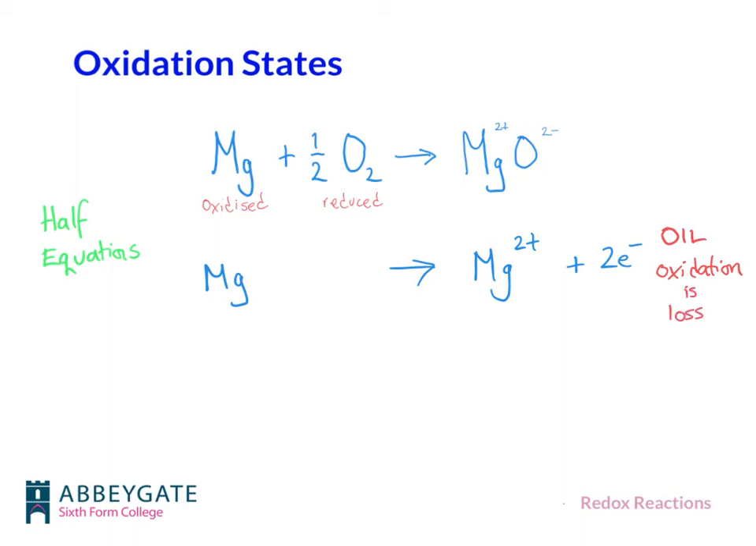Okay, if we look at the half equation for the oxygen, so we've got our half O2, and it's turning into O2-, the oxide ion. So to go from being a half O2 to being the oxide ion, it must gain 2 electrons. So we know that reduction is gain. So we can remember OIL RIG, reduction is gain. And therefore we know that our oxygen is being reduced.